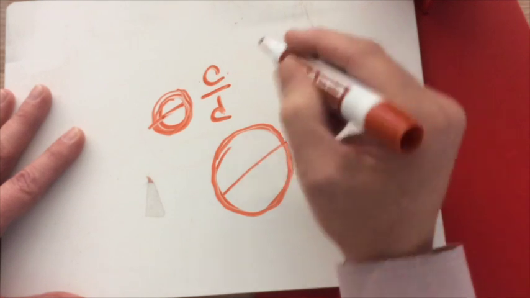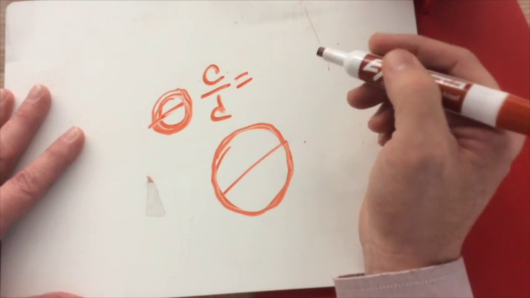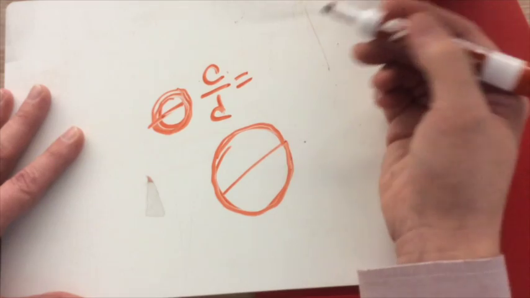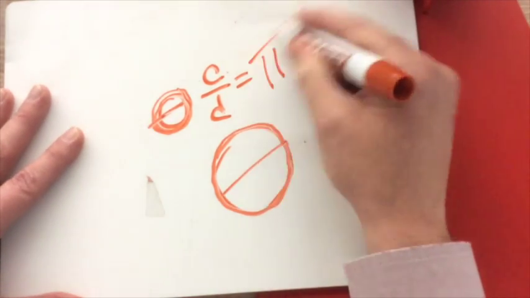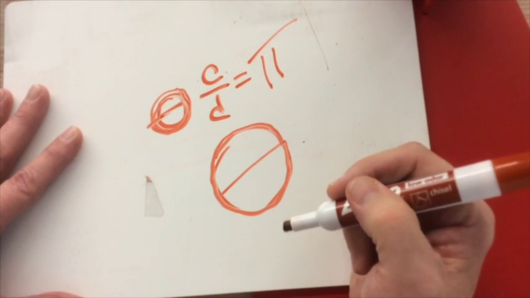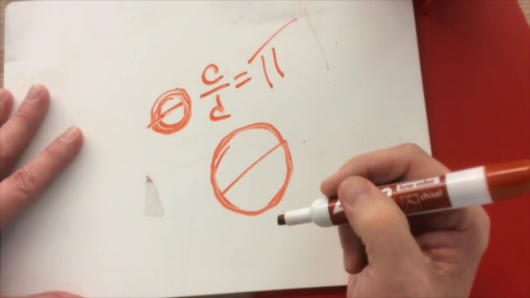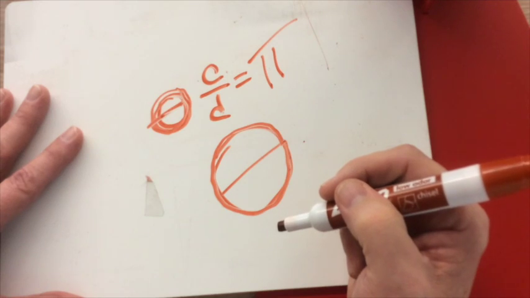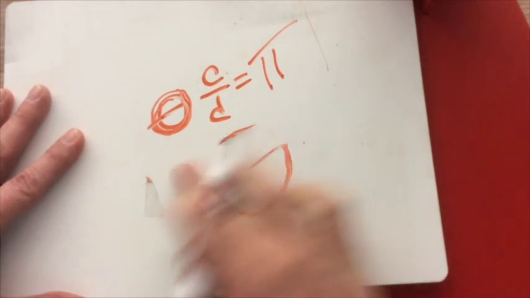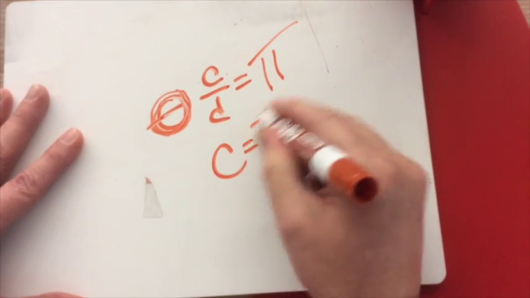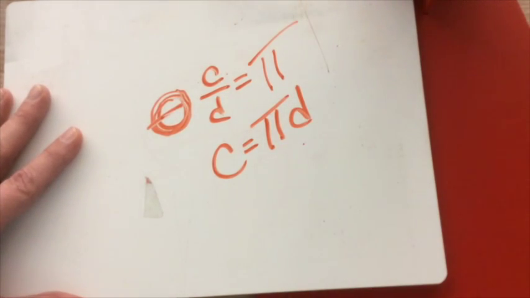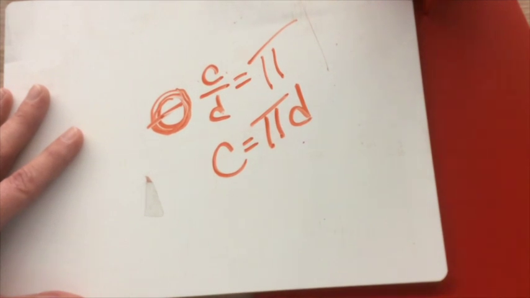irrational. And in fact, it was important enough of a number, right? It shows up all over the place. It was important enough of a number that they gave it a name. That's the definition of pi. That's what pi is. So then, right, if I multiply both sides by d, what happens? Oh, the circumference is equal to pi times the diameter. That's all it is. That's where it comes from.